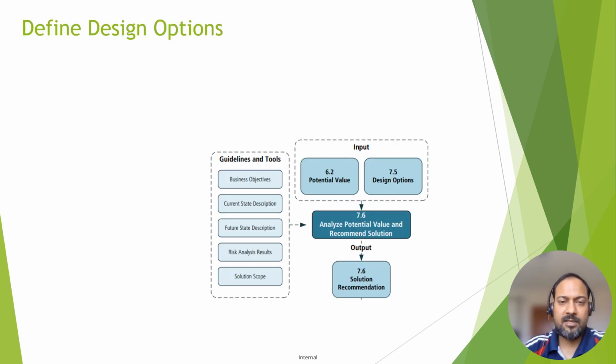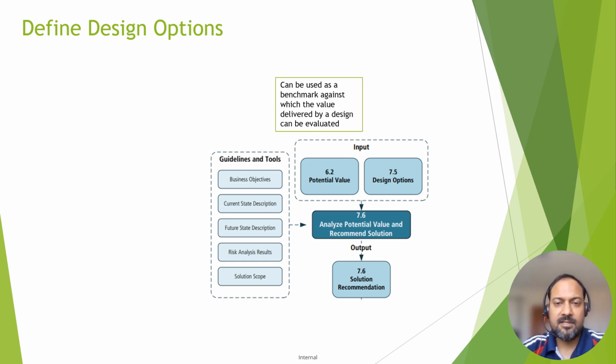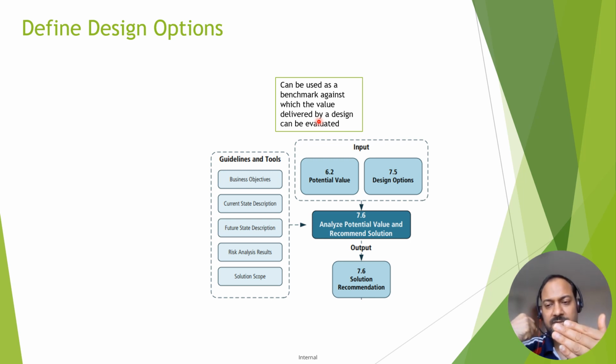Now let's talk about the guidelines, tools, and the inputs. The first input, we have the potential value, which can be used as a benchmark against which the value delivered by a design can be evaluated. So this means you should have at least one base against which you are identifying the potential value, unless you don't have two options to compare with. If suppose you have only one option, then it doesn't make sense to compare, because you don't have a base against which you have to calculate.